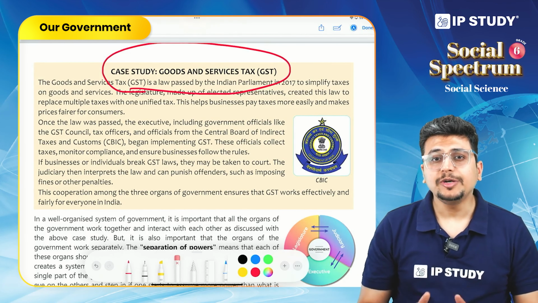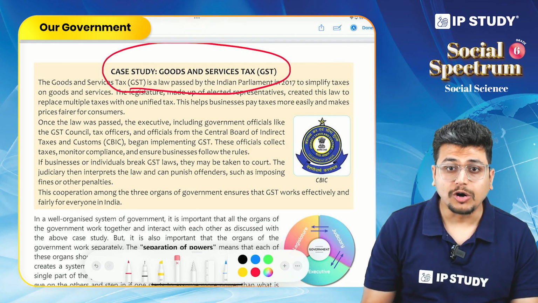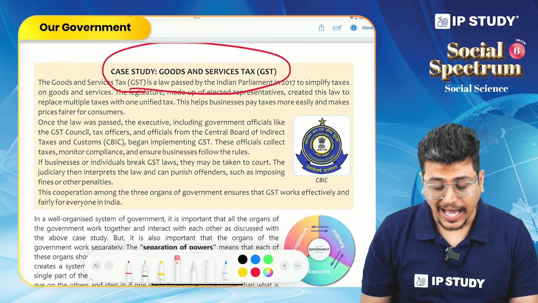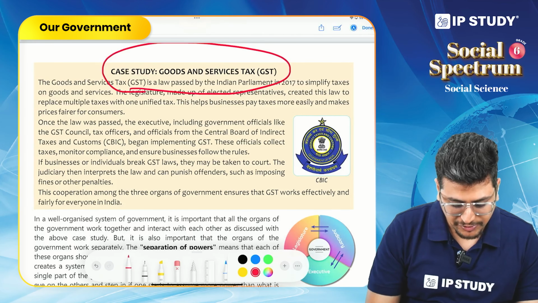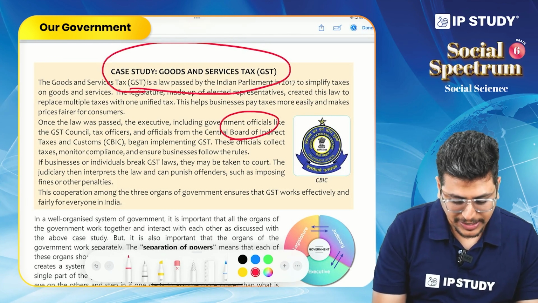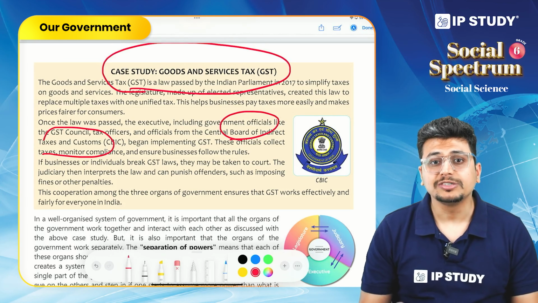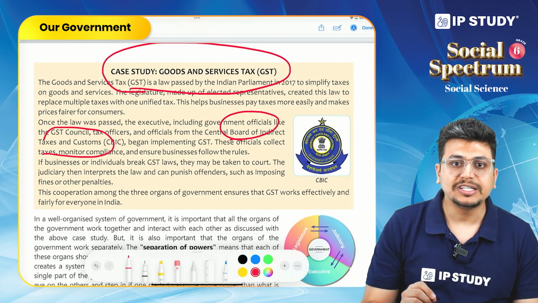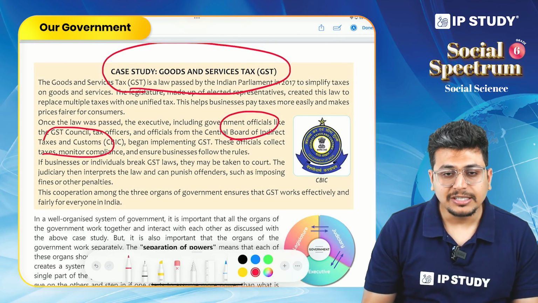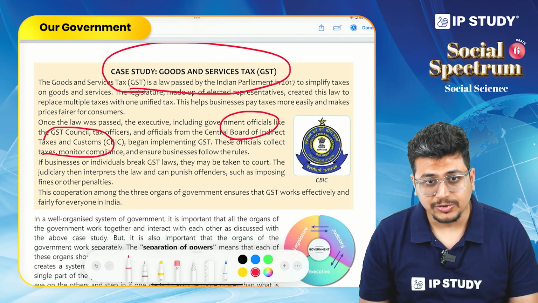So the Parliament of India, basically the legislative body, framed the law for the entire country. And the Central Board of Indirect Taxes and Customs came up with the enforcement part. So this is basically responsible for making sure that the GST is being implemented, that everyone is paying the GST and they are not facing any issues in doing so.